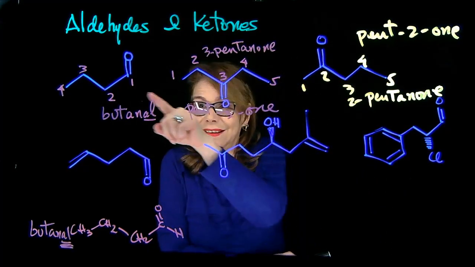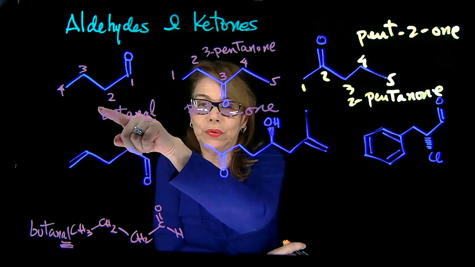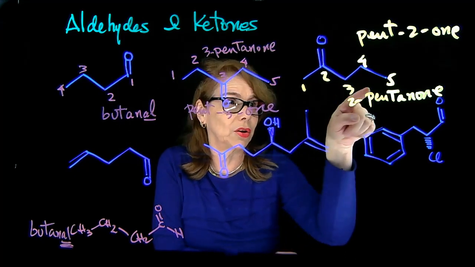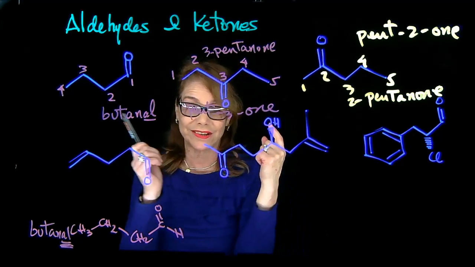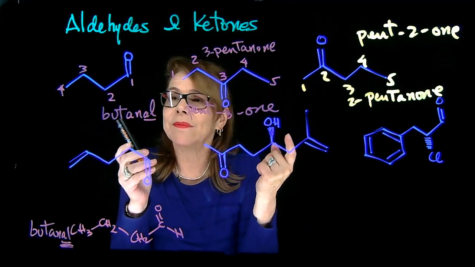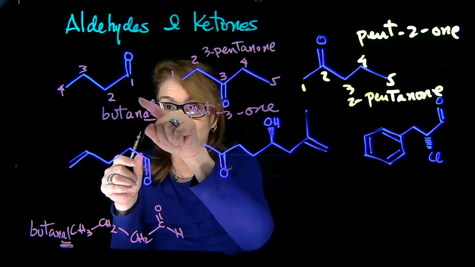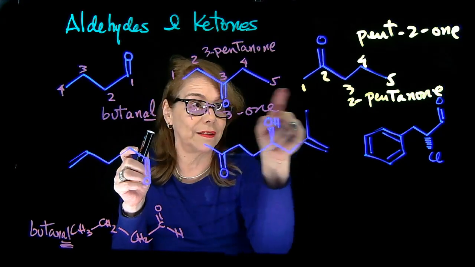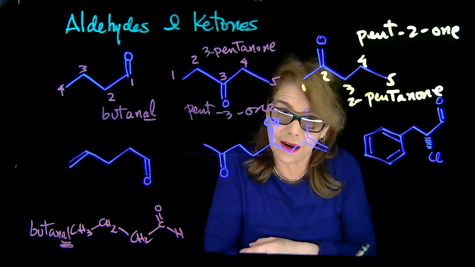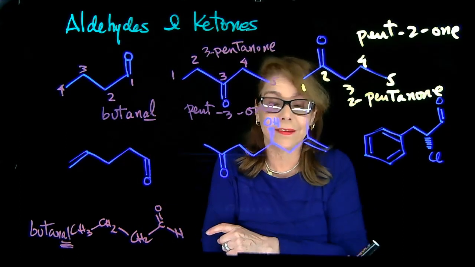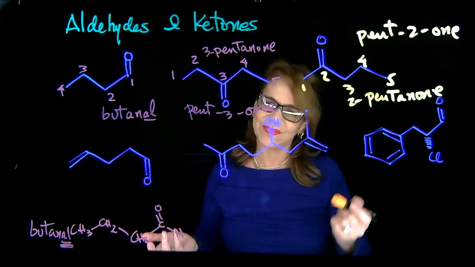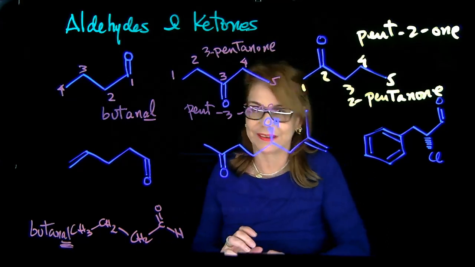Now notice that these 3 molecules, butanal, 3-pentanone, and 2-pentanone, are constitutional isomers. They share the same molecular formula, but the functional group is different. This is an aldehyde and this is a ketone. These 2 are also constitutional isomers, because the double bond, the carbonyl, is in a different location. So that's a good idea always to be reviewing that.